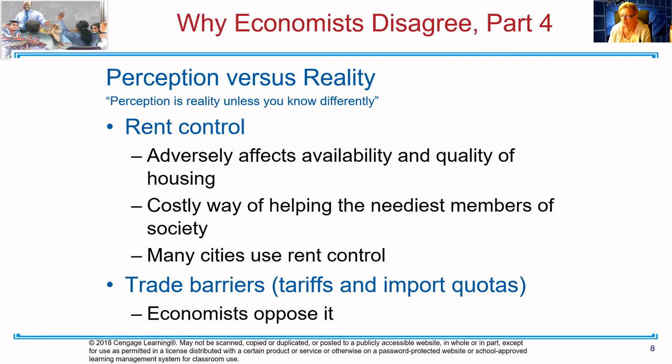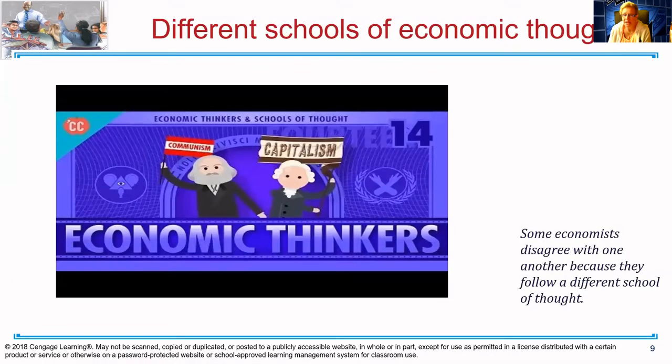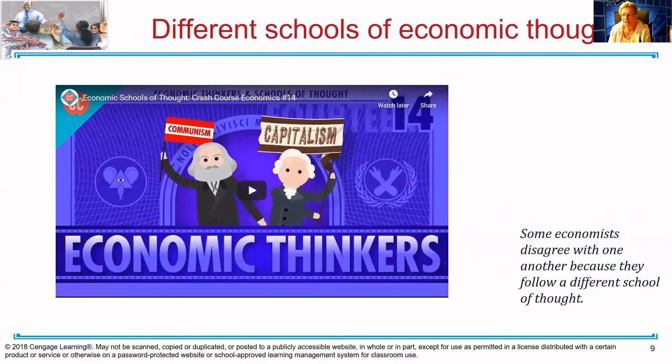But by and large, there's some extent to which a lot of economists do agree. And next, here I have a YouTube link which really helps to classify and explain the different economic schools of thought. And sometimes that does lead also to differences among economists about what they will agree to or disagree with.